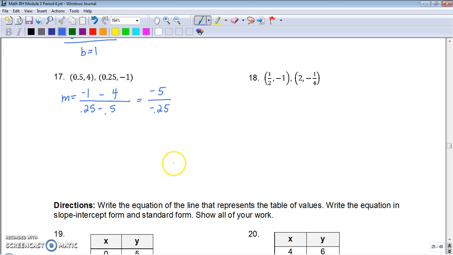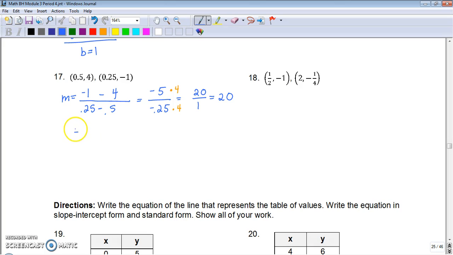And then this is not simplified. I don't want to use an unsimplified slope to solve for b. It's going to make things messier. So these are both negative, so I know this is going to be positive. And I can't do clearing, but I can make an equivalent fraction. So multiplying by 4 would get rid of the decimals. And that would give me my slope, which is 20. So some of these, like 16, 17, 18, just get a little more tedious.